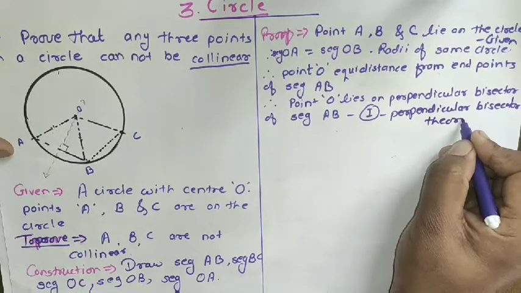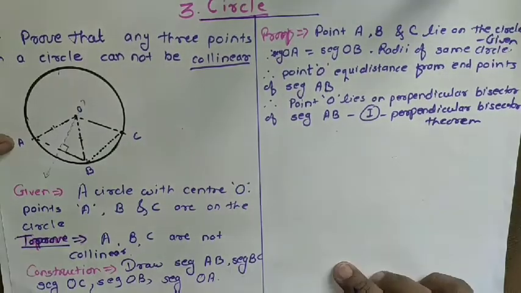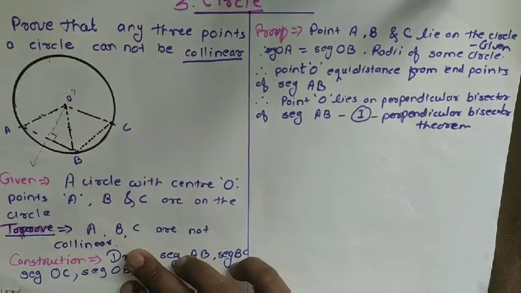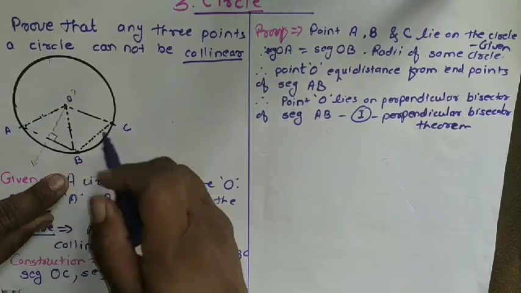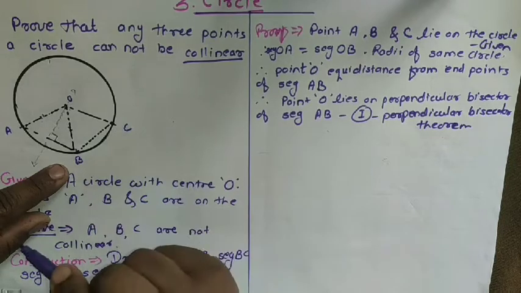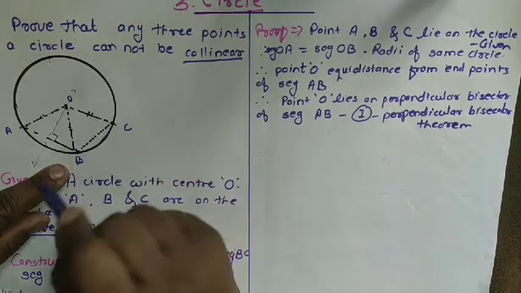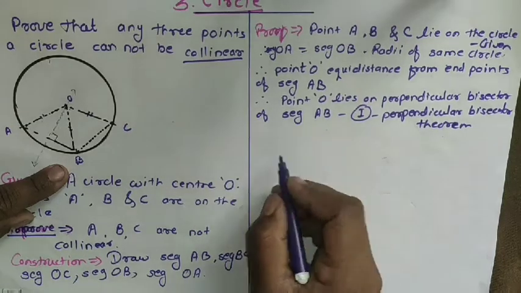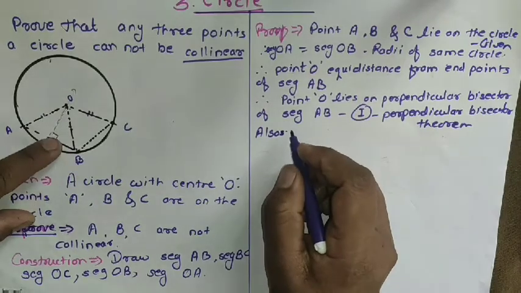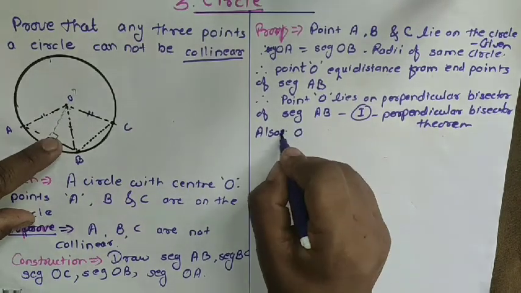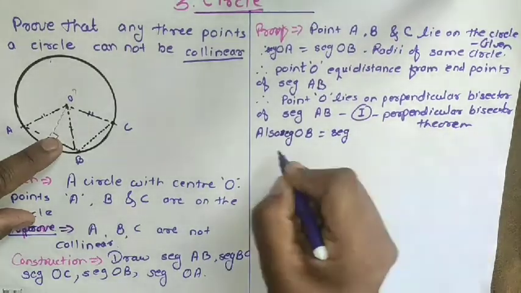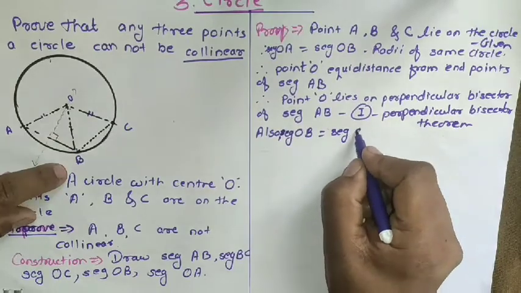Bisector theorem. Okay, now the perpendicular bisector theorem. If you see here, we have to use the same thing for B. This point O is equidistant from B and C because OB is equal to OC, and these are the radii of the same circle. So we write here also: seg OB is equal to seg OC.